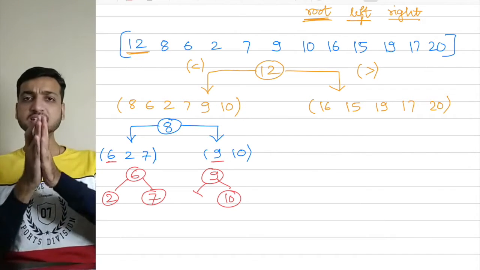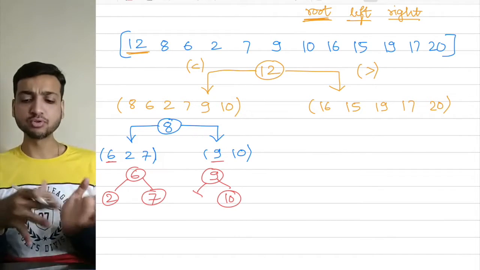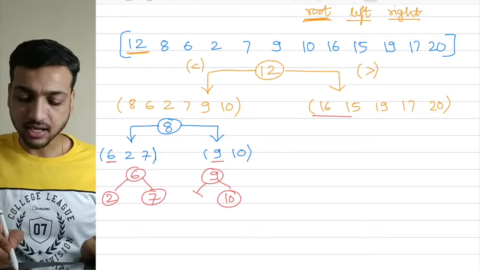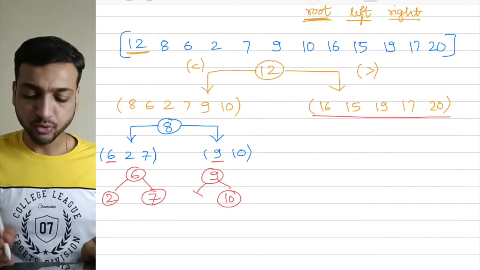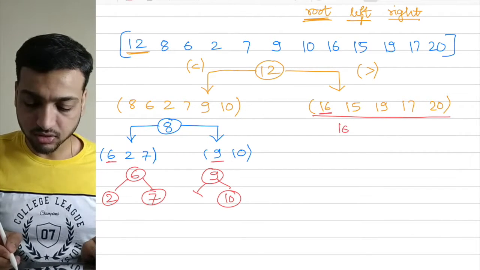Similarly, this same algorithm and these same steps you have to repeat even for this entire right subtree. So let's do it quickly. This one is the root. So 16 is the root.